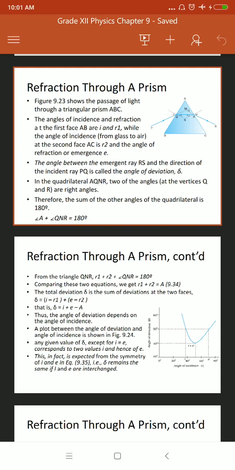So here it is expected from the symmetry of I and E that delta remains the same if I and E are interchanged.